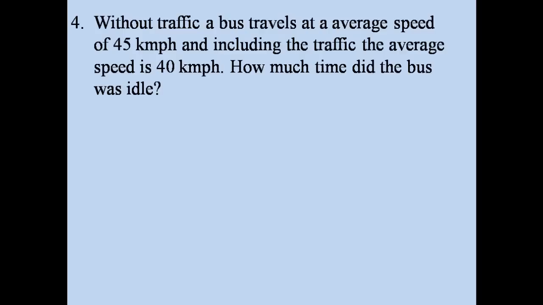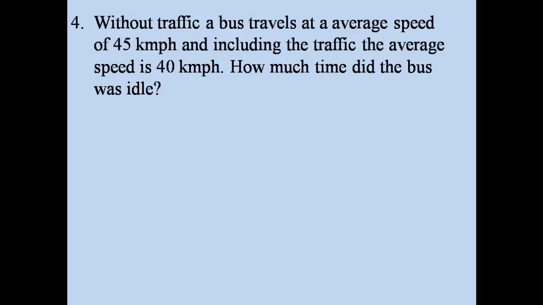Without traffic, a bus travels at an average speed of 45 km per hour, and including the traffic, the average speed is 40 km per hour. How much time was the bus standing idle? Right. So, we have two different scenarios. Since the word average speed is there, it doesn't mean that you have to use total distance divided by total time. So, it is again two different journey data.